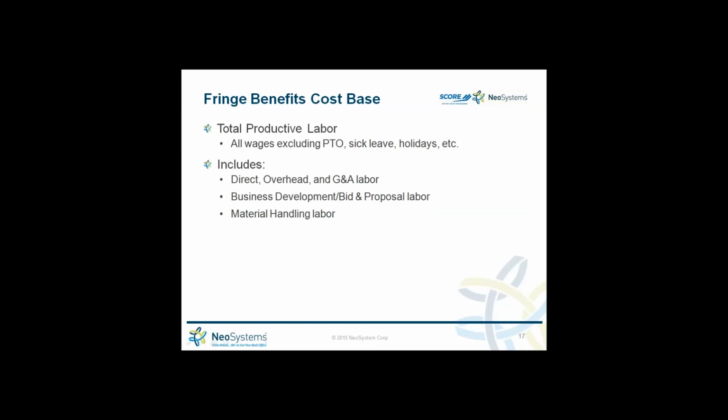So all of your fringe benefits cost base would include, and again, this is the base, okay? It would include all of your productive labor. So that includes all of your overhead labor, your G&A labor, your B&P labor, if you have research and development labor, and obviously all of your billable labor.